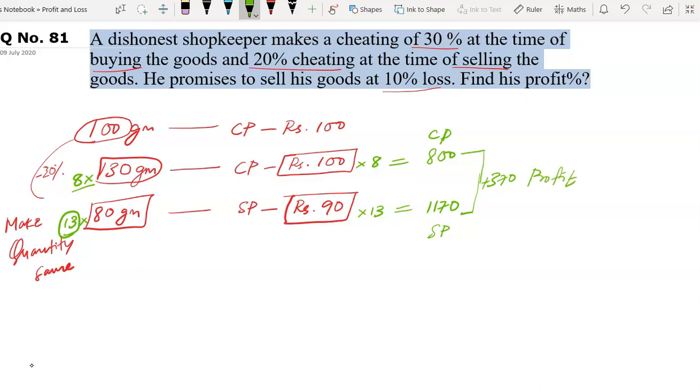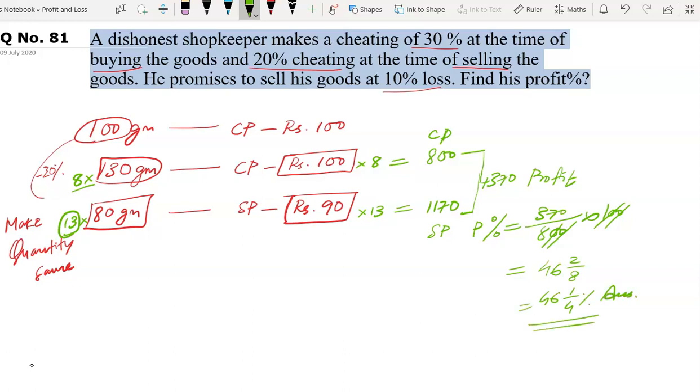And if we need to find the profit percent, it will be profit upon CP into 100. So if we divide this, 8 4s are 32, 8 6s are 48, 46, 1 by 4%. So this is our answer.